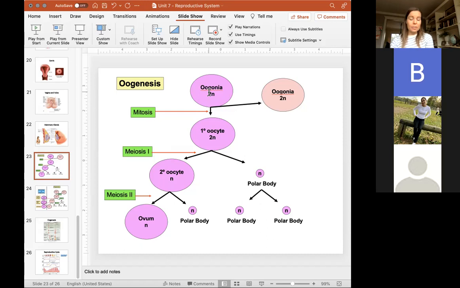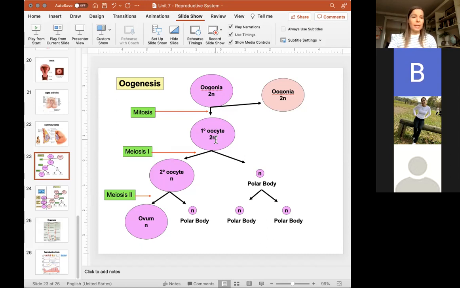And just like with the spermatogonia, these will just constantly reproduce. They'll go through cell division and they'll make exact copies of themselves through mitosis. That's the normal type of cell division. So these will ultimately divide to turn into oocytes.